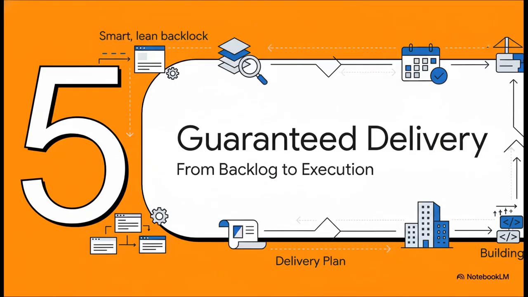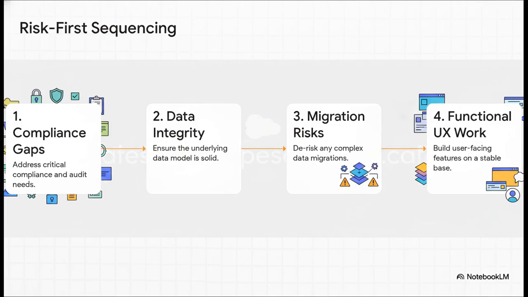So you've got this smart, lean backlog. How does that translate into a delivery plan you can actually count on? Well, it turns out all this rigor up front pays off in huge ways when it's actually time to build. You sequence the work based on risk, not just what the user sees first. This is huge. The most critical, foundational pieces get built first. You tackle compliance and audit gaps before you do anything else. You make sure data integrity is solid as a rock. You de-risk any data migrations. And only then do you move on to the shiny, functional user experience work. This is how you build a stable, secure foundation.